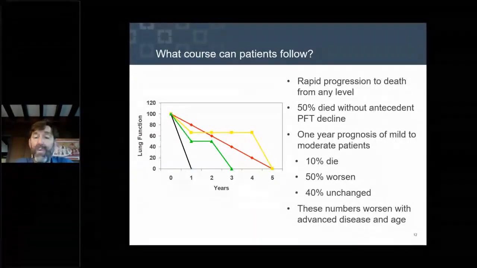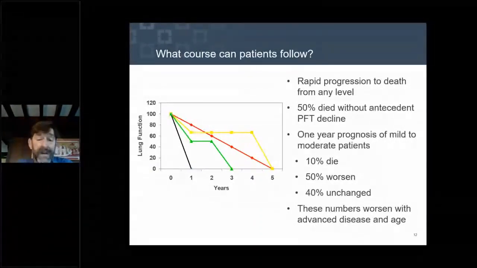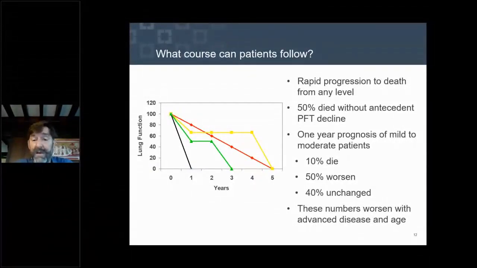But within 1 year, most patients who are mild to moderate, 10% will have a risk of dying, 40% will be unchanged, and 50% will worsen. And these numbers worsen with advanced disease or age. So it's difficult to say, oh, if you get worse, I will start an antifibrotic, because they're getting worse, maybe declining to death. Once I make the diagnosis, I then think of antifibrotics. I don't wait for them to progress, because it's not predictable and not linear.